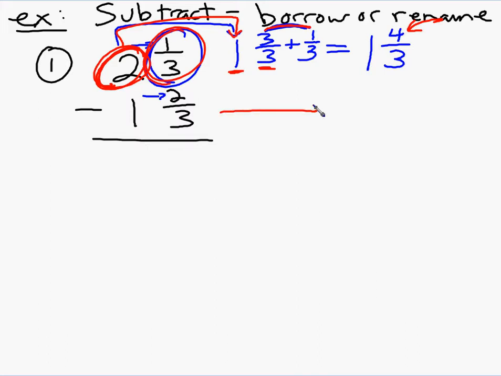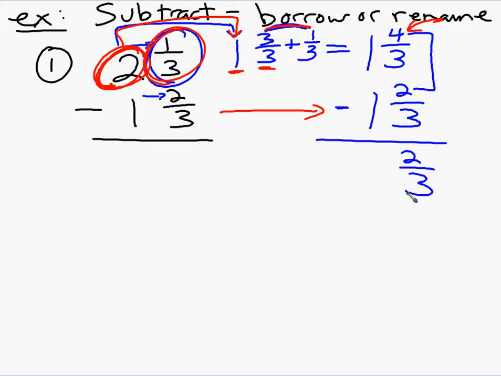Now I'm ready to bring this over and subtract. So now I can subtract the 1 2/3 from that. Now I'm ready to subtract. So 4 minus 2 is 2/3. 1 minus 1 is 0. Your answer is just 2/3. Let's do another one.